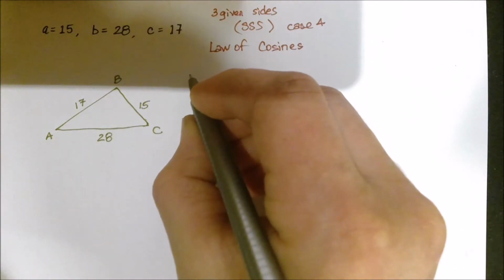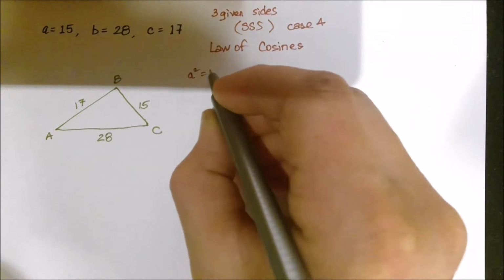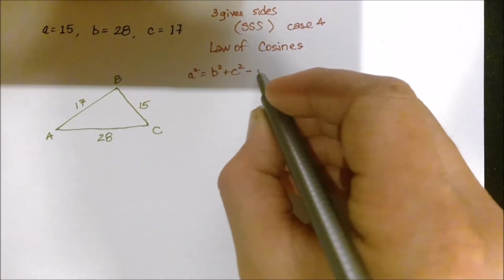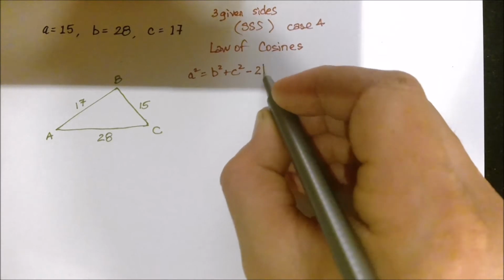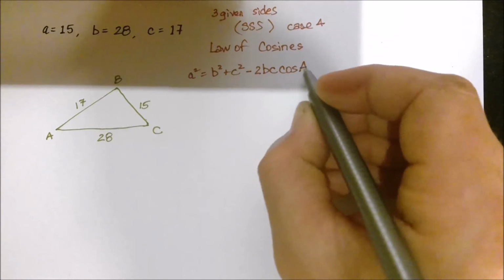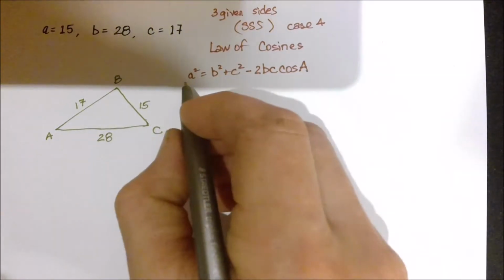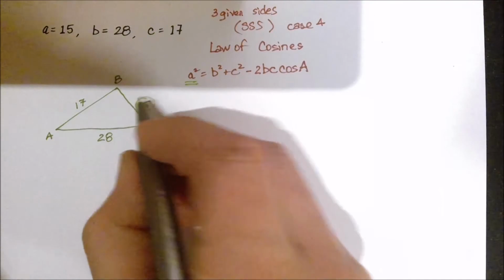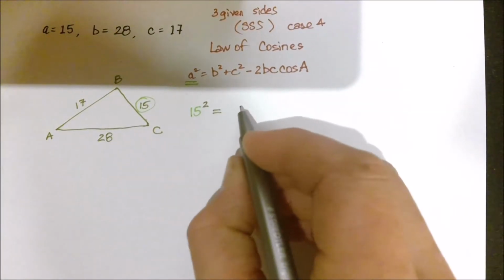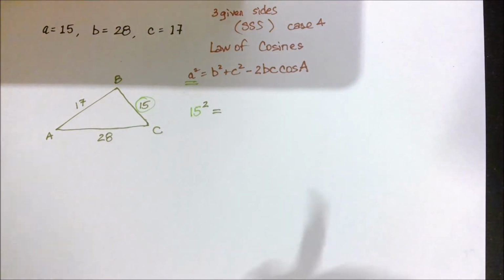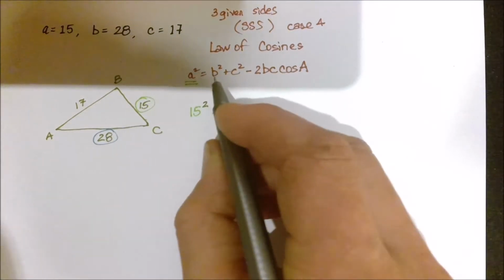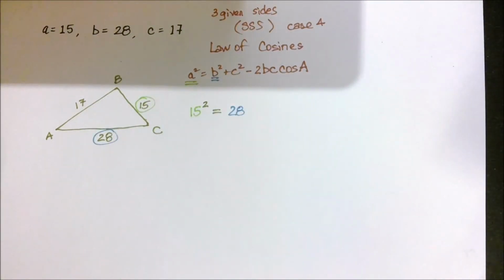That means I would have side A squared equals B squared plus C squared, right? Just like a Pythagorean theorem. And then there's always this adjustment to the Pythagorean theorem so that it works for any triangle. I know A. Here's side A, 15. So I'm going to put 15 squared equals, well, let's see, where's B? B, side B, there it is. So we'll say 28. That's 28 squared, right?